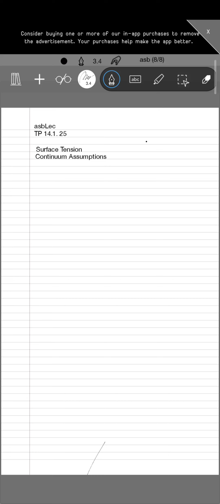Hello students, so today in this lecture, which is a continuation of our previous lectures on transport phenomena, we will mainly focus on surface tension.